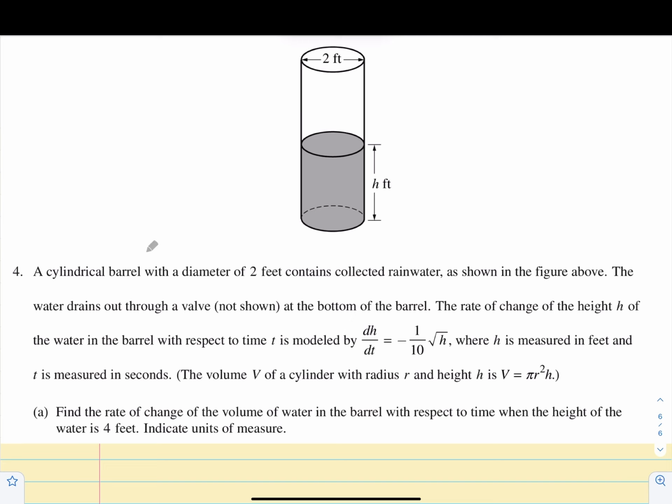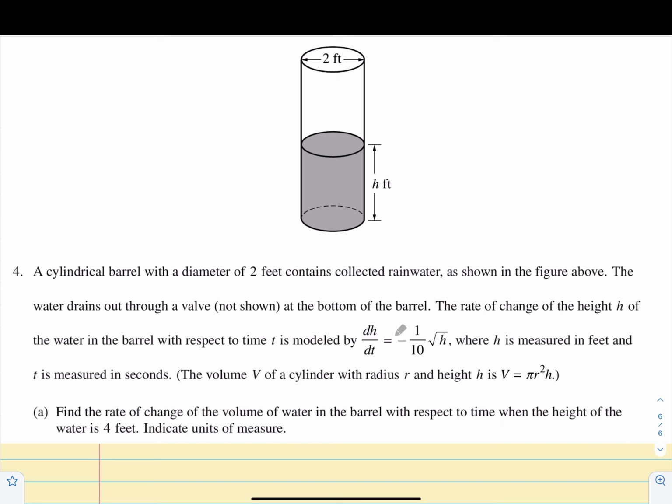Hello, here is question 4. A cylinder barrel with a diameter of 2 feet contains a collection of rainwater. So it collects a lot of rainwater in this barrel. As shown in the figure above, the water drains out through a valve not shown at the bottom of the barrel. The rate of change of the height of the water in the barrel with respect to time t is negative 1/10 square root of h.